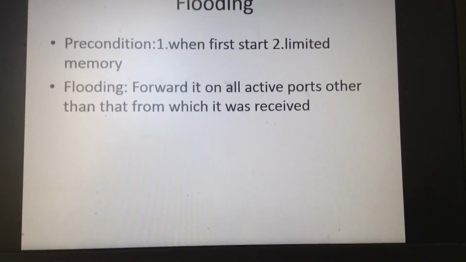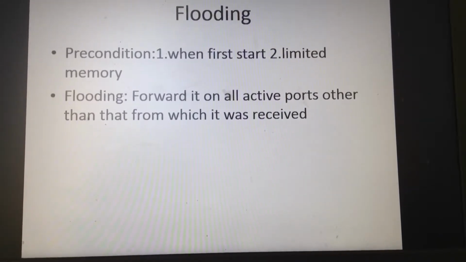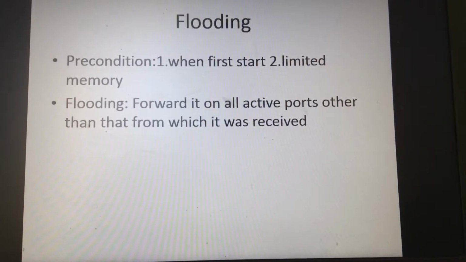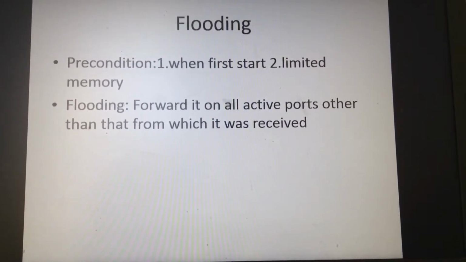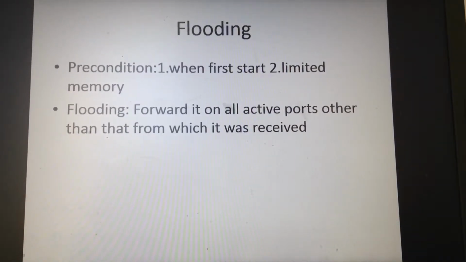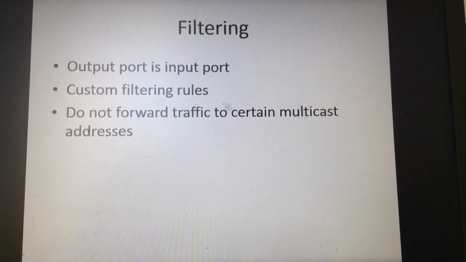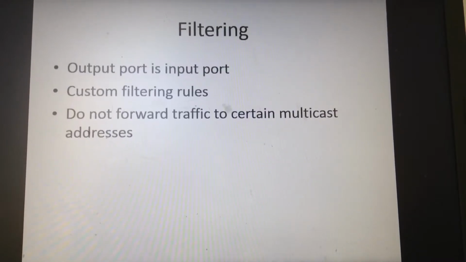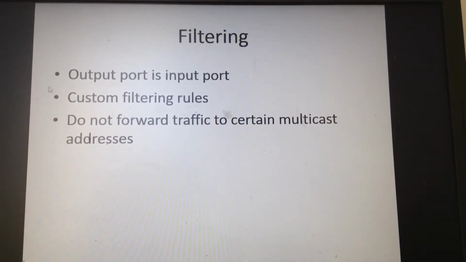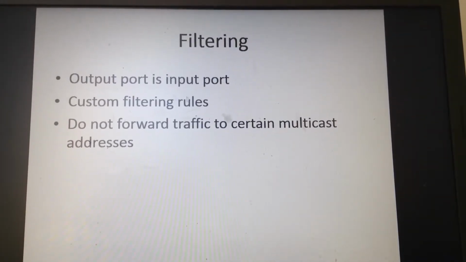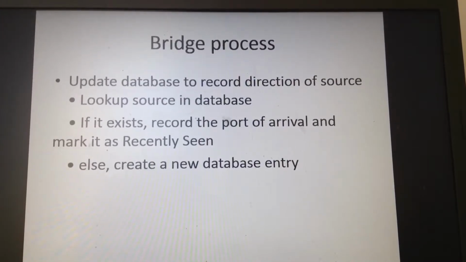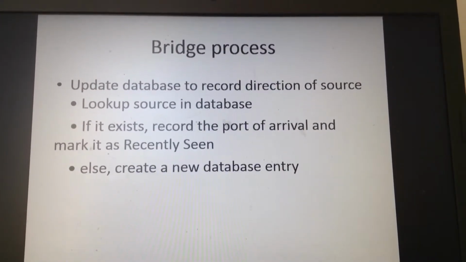Flooding. When the traffic first starts and the memory of the database is limited, flooding will happen. It means the frame is forwarded on all active ports other than the one from which it was received. And there are three conditions under which filtering will happen, especially the first one, when the output port equals the input port.